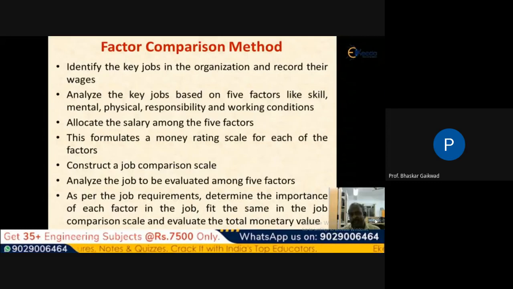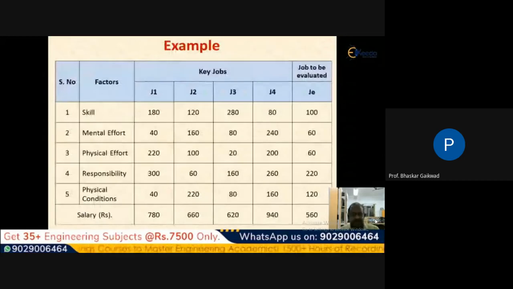Based on these five factors, skill, mental ability, physical ability, responsibility, and working conditions, when a new job comes, I am going to evaluate this particular job based on the factors that I have mentioned. Let me show you a simple example. I have already done four jobs: job 1, job 2, job 3, and job 4. I have five factors: skill, mental effort, physical effort, responsibility, and physical conditions. Based on these five factors, I have provided the salary.